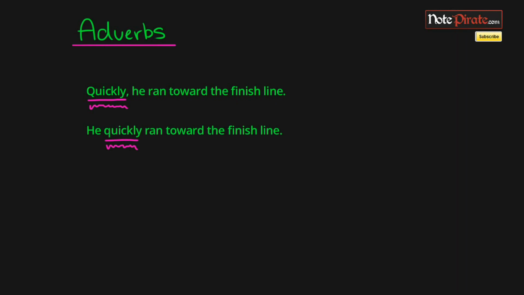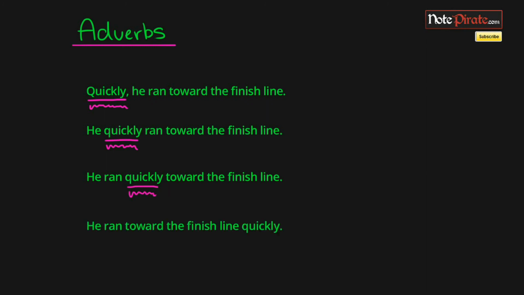You can move that again. He ran quickly toward the finish line. Same thing again. Quickly has moved, but it's still your adverb. And you might even say, he ran toward the finish line quickly. As you can see, they're very movable. Can move around in the sentence, unlike other parts of speech. And those are all your adverbs.